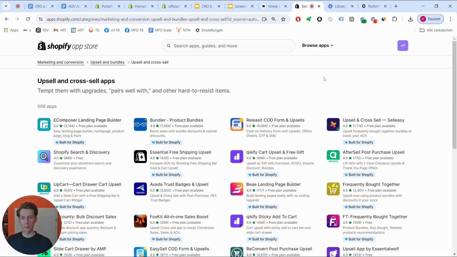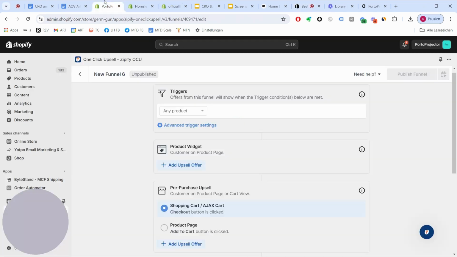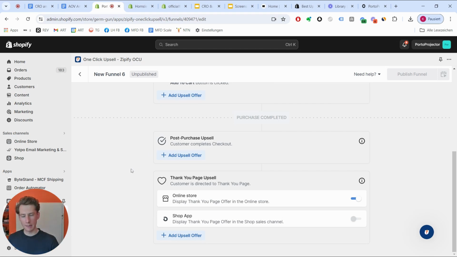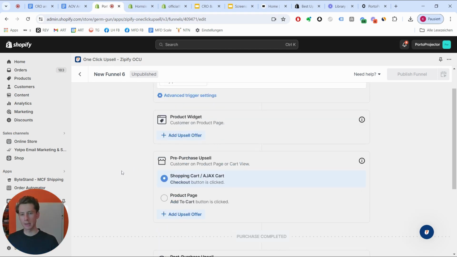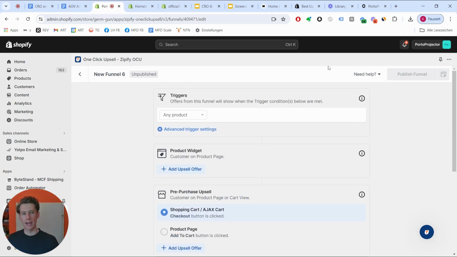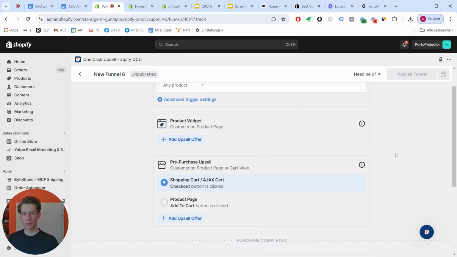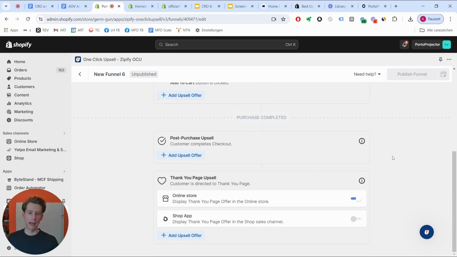I'll go to one of the most classic apps, which again, there's so many different options now in this niche. The idea always remains the same, right? So here I'm on One Click Upsell, which is one of the older apps, one of the OG apps. And I pressed on create new funnel just for you to have the overview. And it's very simple. You essentially have two options, right?